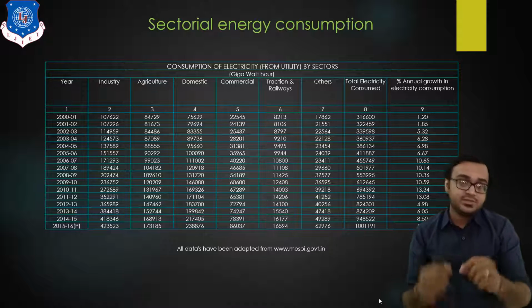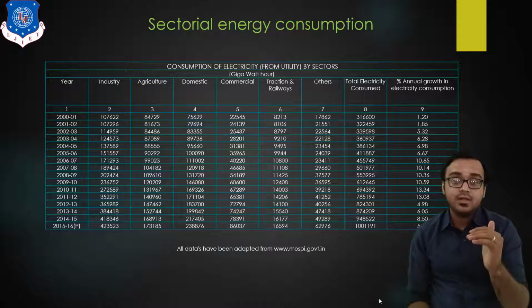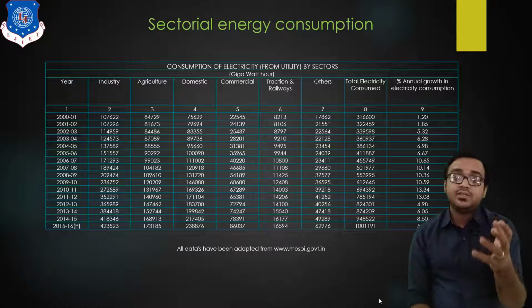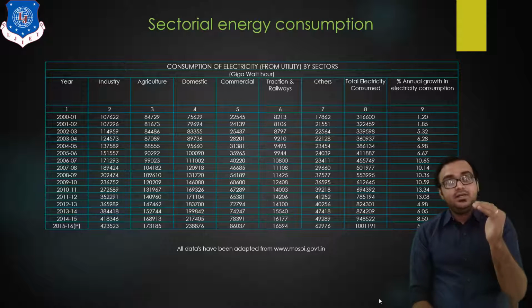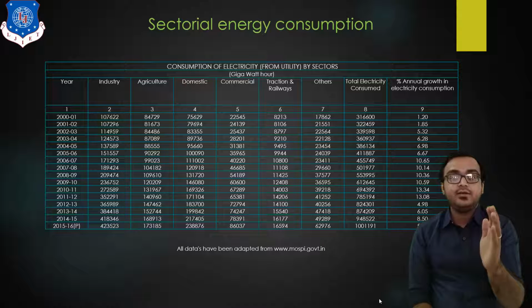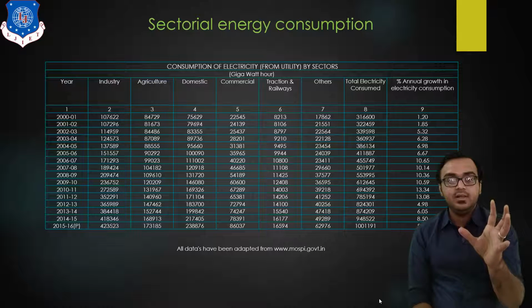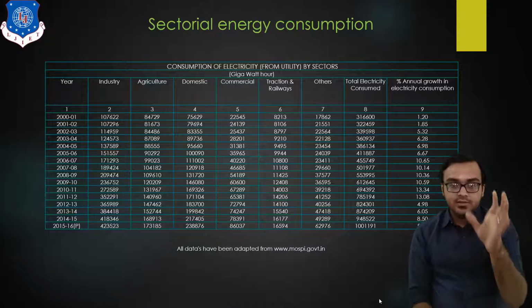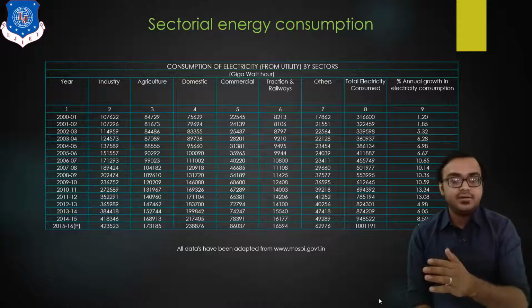If our production rate is too high, then it is purely wastage. If it is reduced, then it might affect our GDP growth. So to maintain that level, we need to look at the statistical data, and that's why we are discussing the sectorial energy consumption. Just observe the table and identify the rate of electricity usage in different sectors.